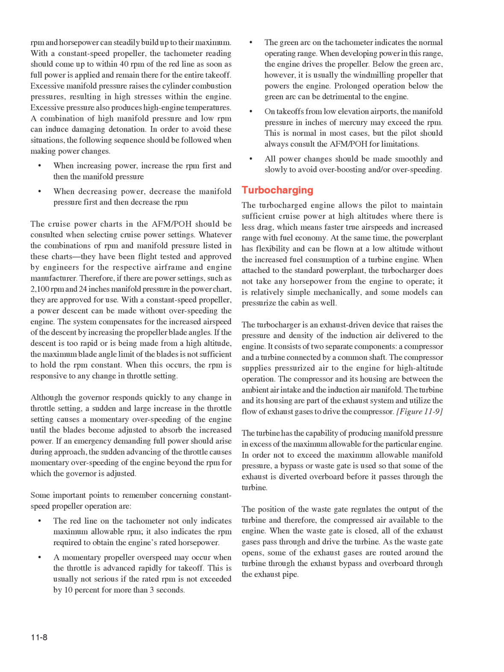Some important points to remember concerning constant speed propeller operation are: the red line on the tachometer not only indicates maximum allowable RPM, it also indicates the RPM required to obtain the engine's rated horsepower. A momentary propeller overspeed may occur when the throttle is advanced rapidly for takeoff. This is usually not serious if the rated RPM is not exceeded by 10% for more than 3 seconds.